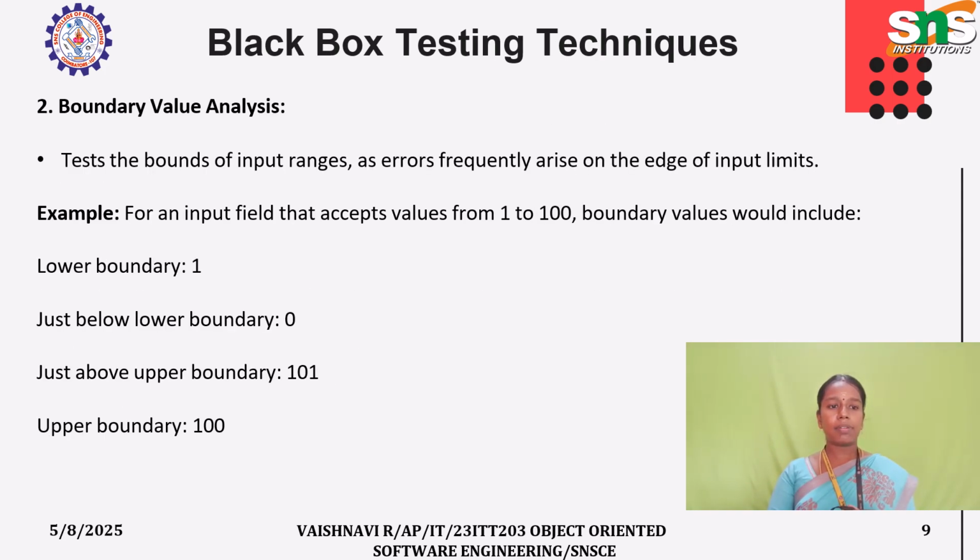And then the second one is boundary value analysis. In boundary value analysis, we look at the boundary values. Here the acceptance values are 1 to 100. The lower boundary value is 1 and the upper boundary value is 100. If we give the values from 1 to 100, the value will be accepted.